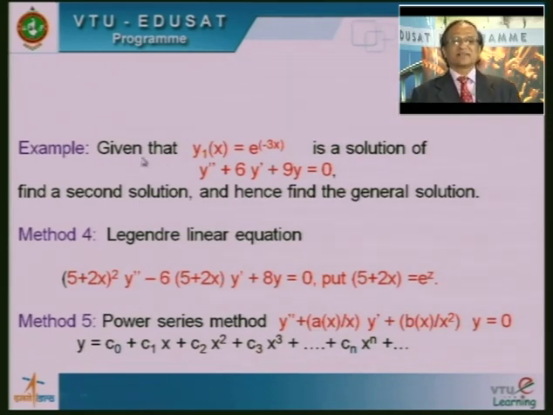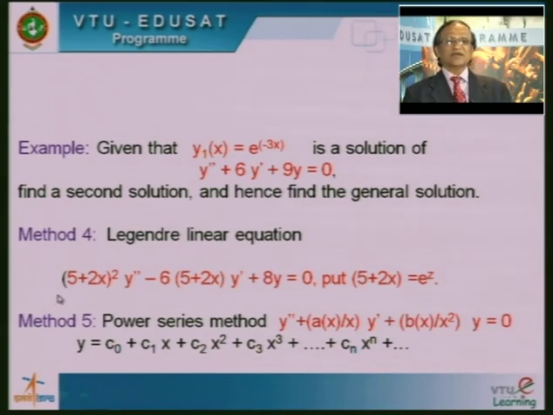For example, a given solution may be written in this form: y1 of x is equal to e to the power minus 3x is a solution of the given equation. Here they are given y double prime plus 6 into y single prime plus 9 into y is equal to 0, and they have given one solution. Now I want to find the second solution. There is a particular formula or method, which we call the reduction of order method. By using that method, we can find y2 of x.